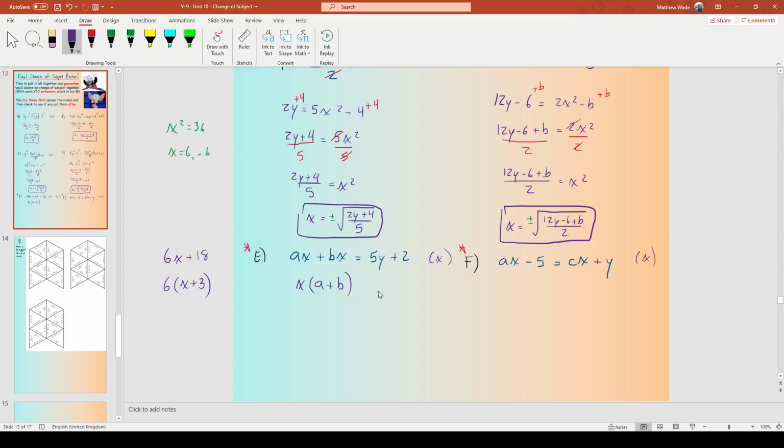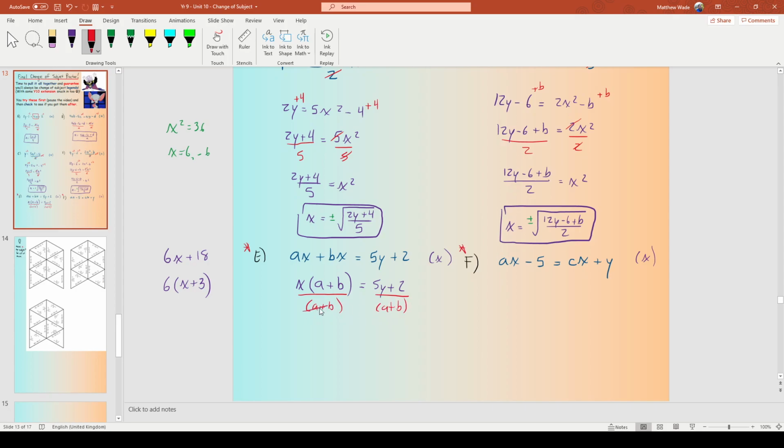I like it. Cool. This side stays the same: 5y plus 2. And check it out, you're actually even one step away now. We want X to be the subject, right? But it's times by this entire bracket. So how do I get rid of it? What's the opposite of timesing by an entire bracket? Well, if you said dividing by the entire bracket, you're right.